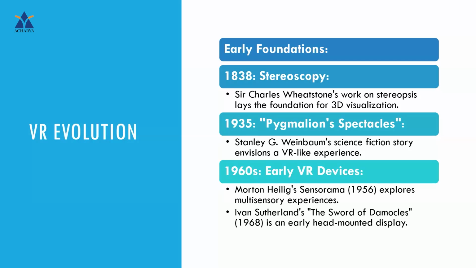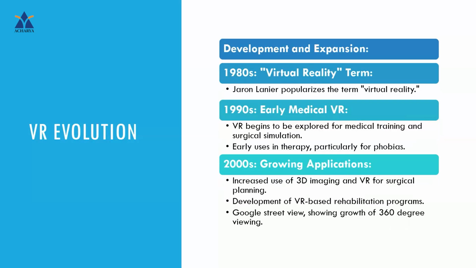And then in the 1960s, early VR devices began to develop. In 1956, there was something called Sensorama, which gave multisensory experiences. And then early head-mounted displays were introduced in 1968. Later on, the term virtual reality slowly started to gain popularity in the 1980s, and then in the 1990s is when VR was introduced into the field of medicine.